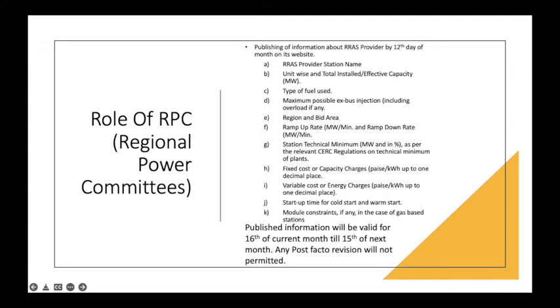Now, let me just revise what data is provided in the AS3. First is the station name, second is the unit-wise and the total installed capacity, what is the type of fuel used, whether it's coal based, gas based, lignite based, what is the maximum possible ex-bus injection, what is the region in the bid area, what is the ramp up rate, what is the ramp down rate, what is the technical minimum megawatt which the station is bound by as per the CERC rules and regulations, what is the fixed cost, what is the variable cost, what is the startup time for cold start and warm start, and if there is any module constraint. This particular data is for a gas based station. Now, the information which I have just told you is valid from the 16th of the current month till the 15th of the next month.